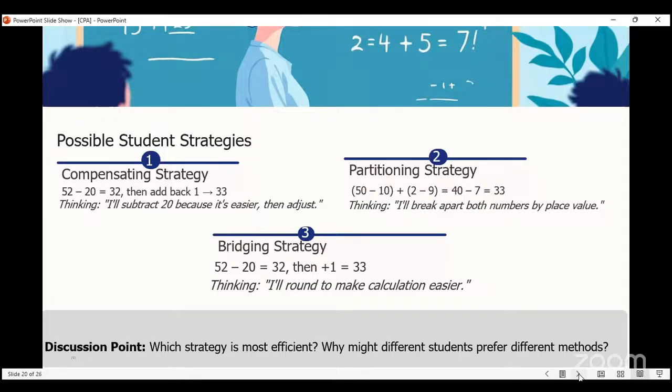Why do you think students will prefer different methods? Why?